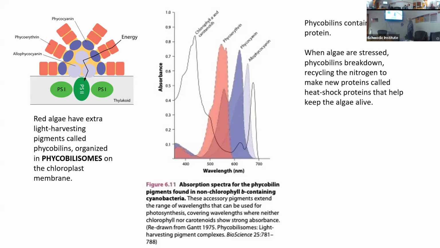Phycocyanin is next, and that's where it absorbs. And then allophycocyanin is in this area. And so this is the chlorophyll and carotenoid spectrum as a baseline, and then this is there. So what are red algae able to do with all these pigments?